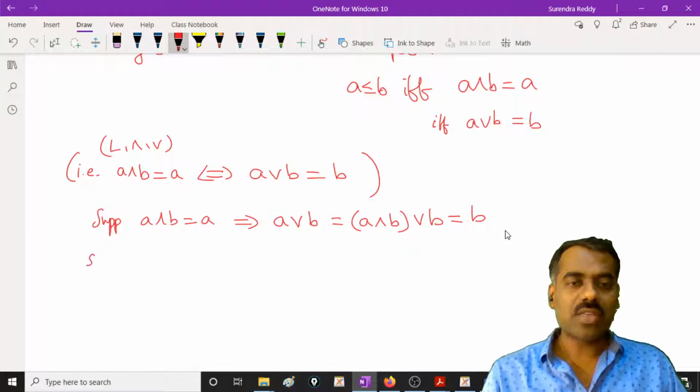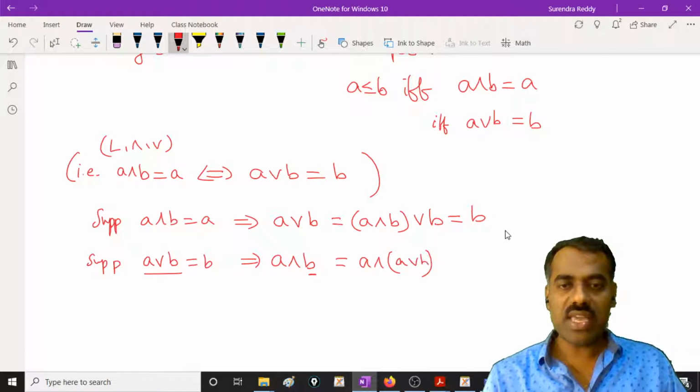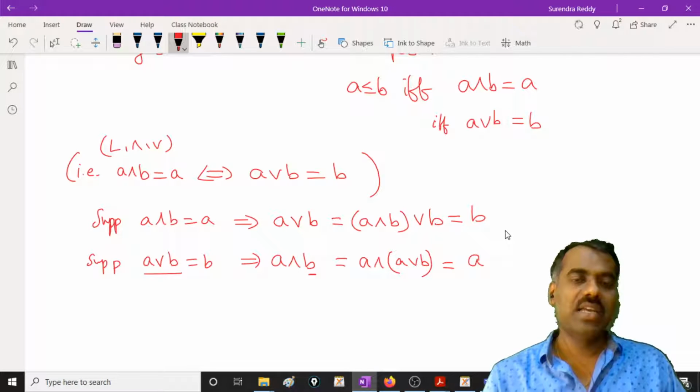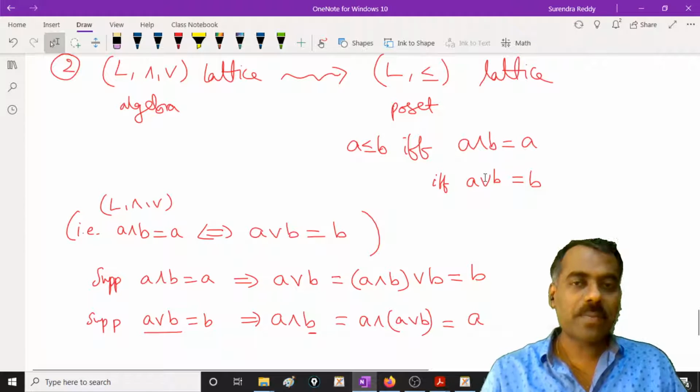Similarly, now suppose the other way. Suppose A join B is B. Then you want to find the value of A meet B and show it is the same as A. So A meet, in place of B, I can substitute this now. If I substitute A join B, what will I get? This is again by the absorption property A1. So no matter whether we define it with respect to meet or with respect to join, both are correct. Are you following? So that's why any one of them is sufficient.